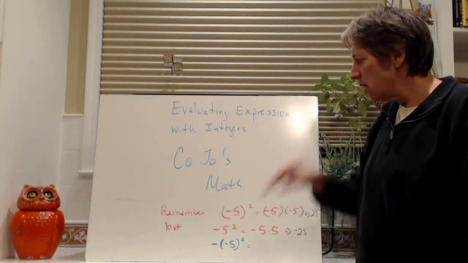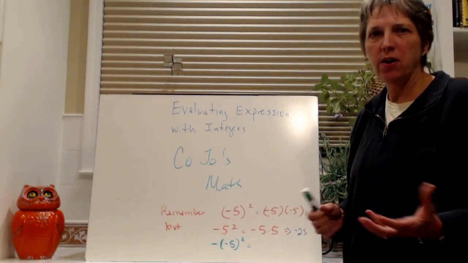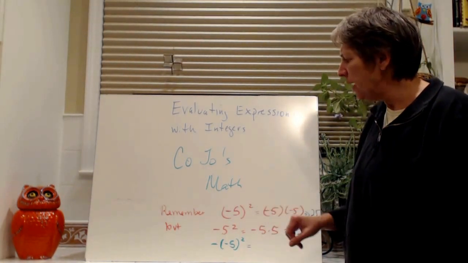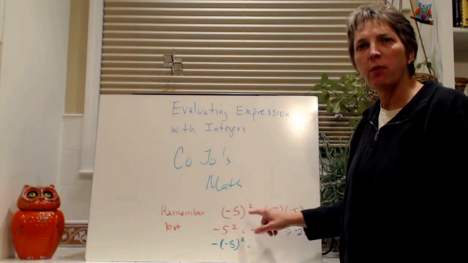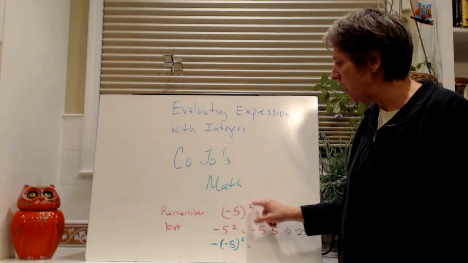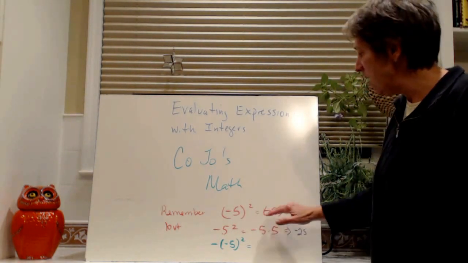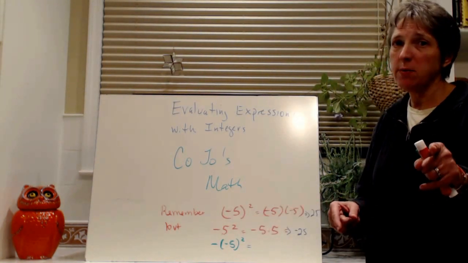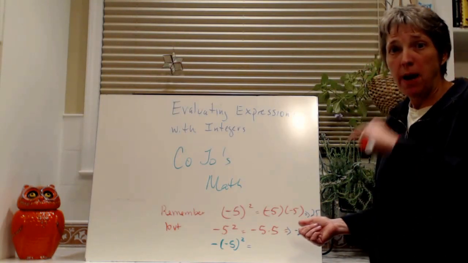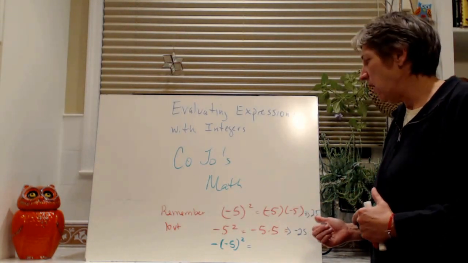The first one is, when you have the integer -5 and you square it, this is different. When we have parentheses around it and we have an exponent on the outside, that's (-5) squared, which means -5 times -5. We know that a negative times a negative is a positive, so that would give us positive 25.